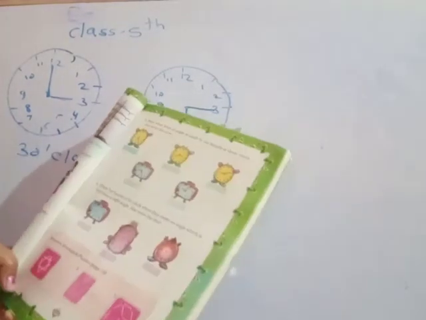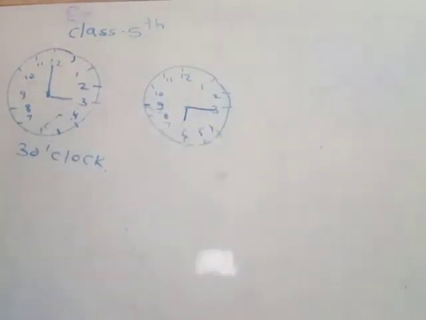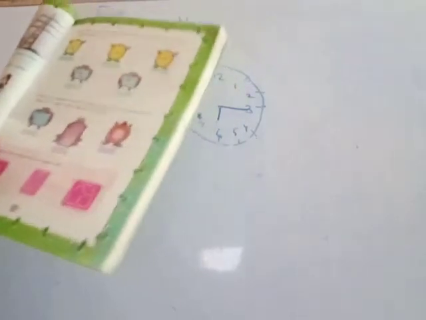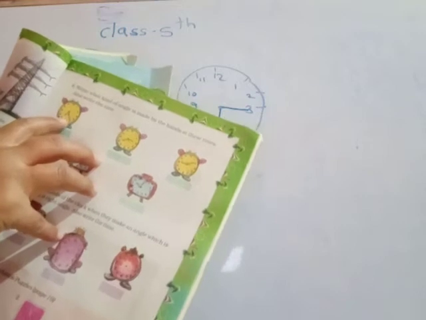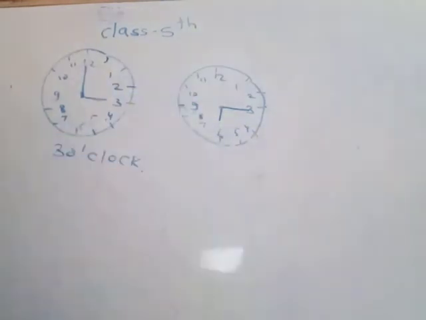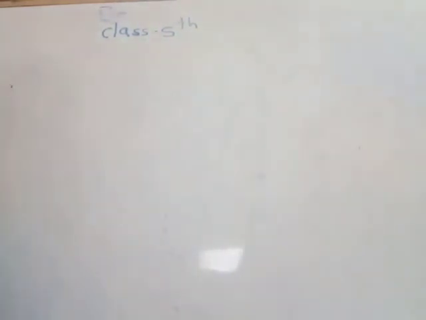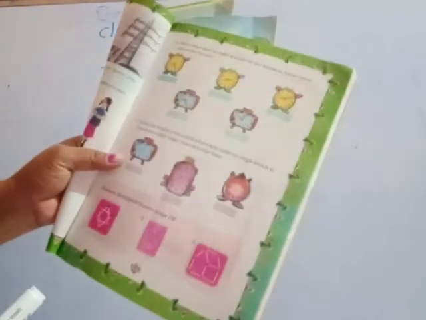Then the second one: write what kind of angle is made by the hands at these times and also write the time. See this clock, you write the time first and which type of angle is formed. In the first clock, the short hand is on 7 and the big hand is on 5, which means the time is exactly 7:25, 25 minutes past 7. Then which type of angle is formed here? See here, acute angle.